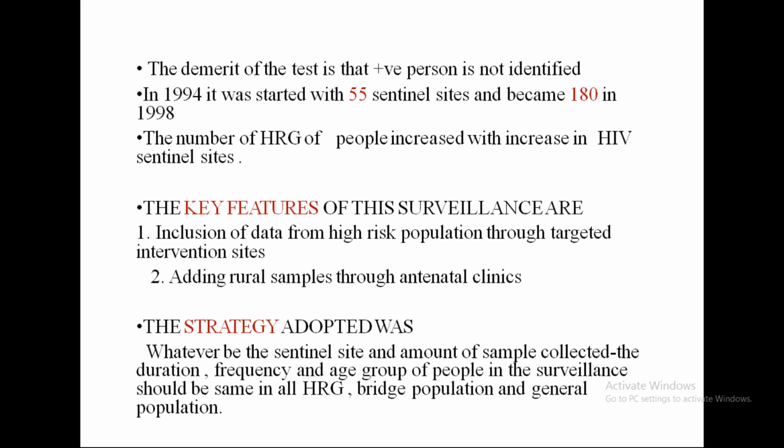So in 1994, it was started with 55 sentinel sites and became 180 in 1998. The number of high risk group people increased with the increase in HIV sentinel sites.